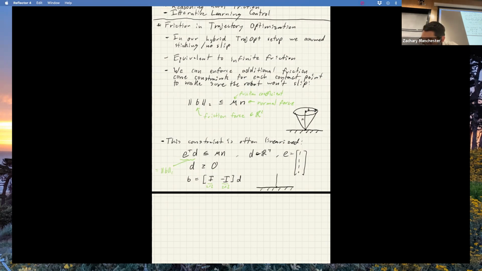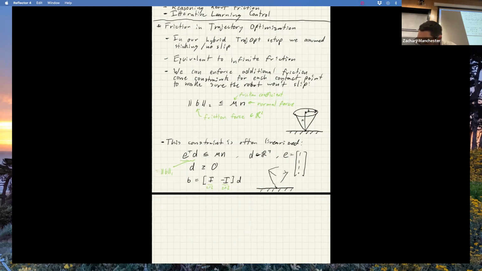Something vaguely like this. My drawing skills are subpar, so I apologize for that, but you get the idea. And typically we set this up so it's an inner approximation of the original cone. So it's a more conservative approximation, right? If you satisfy this set of constraints, you're being more conservative than the actual friction cone.